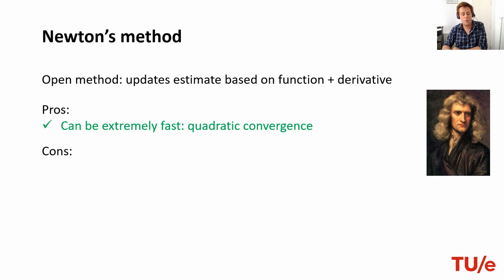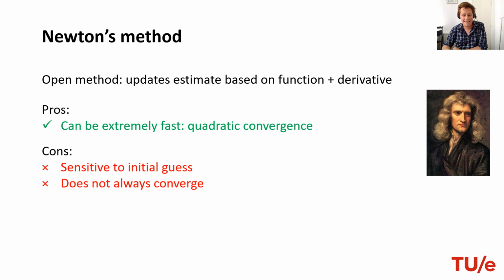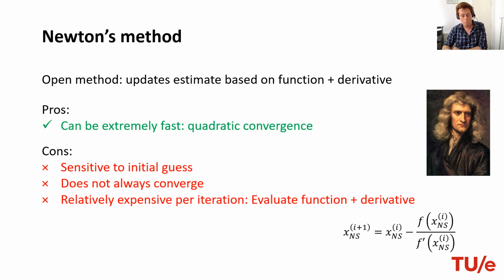But that also brings us to one of the downsides: it can be extremely sensitive to initial guesses, and a bad initial guess can cause the method to diverge. So it's not guaranteed to converge to a solution. It can diverge for certain cases. Also, a minor disadvantage is that it's relatively expensive per iteration compared to the bisection method. Whereas in bisection you only have to evaluate the function once within every iteration, here we have to evaluate both the function and its derivative within every iteration.